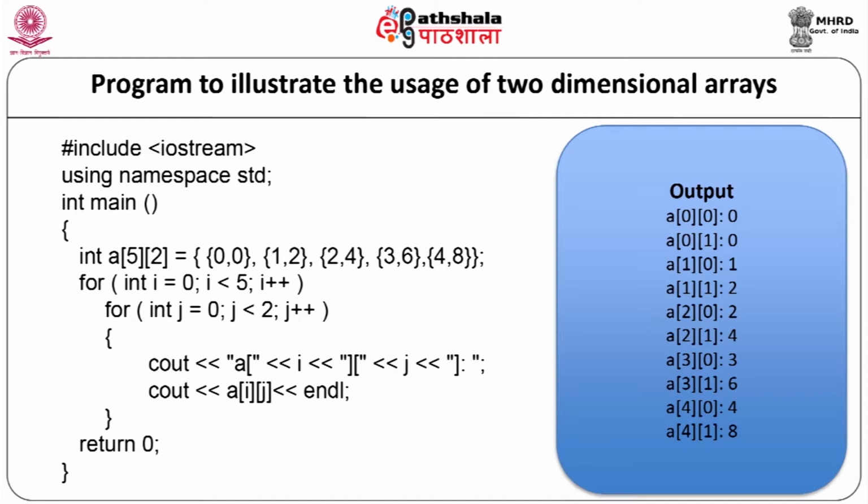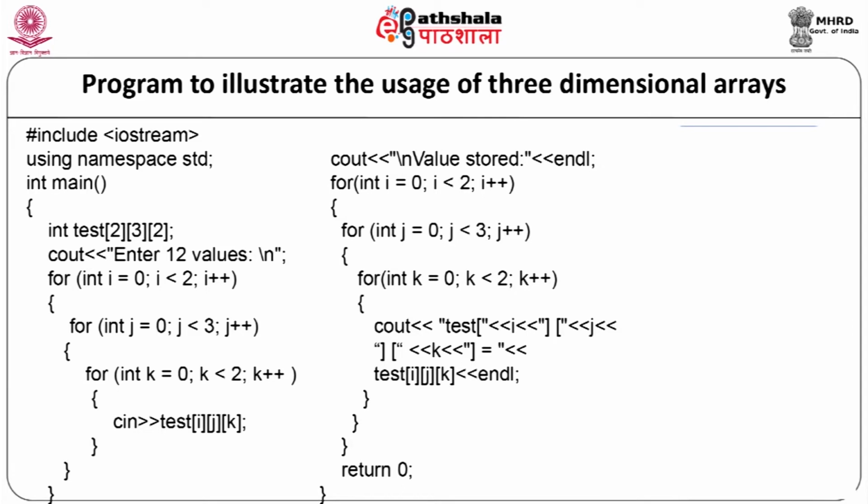When the above code is compiled and executed, it will produce the result as a of 0 0 is 0, 0 1 is 0, 1 0 is 1, 1 1 is 2, 2 0 is 2, 2 1 is 4, 3 0 is 3, 3 1 is 6, 4 0 is 4, 4 1 is 8.